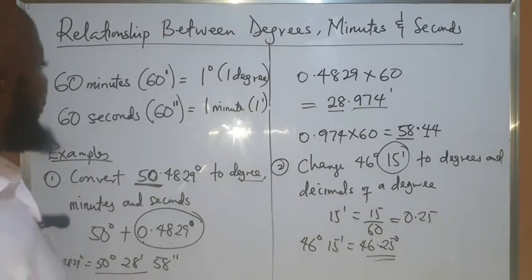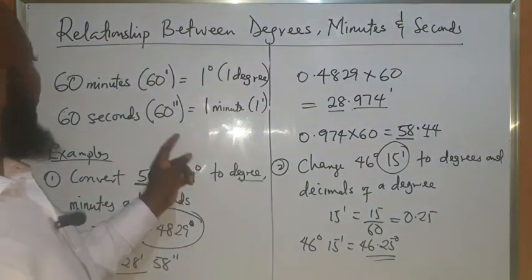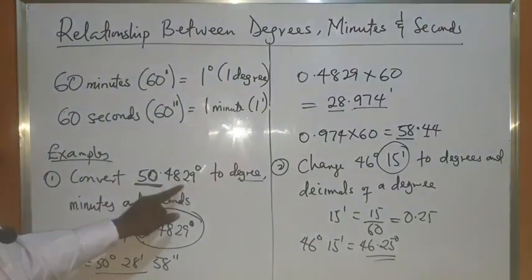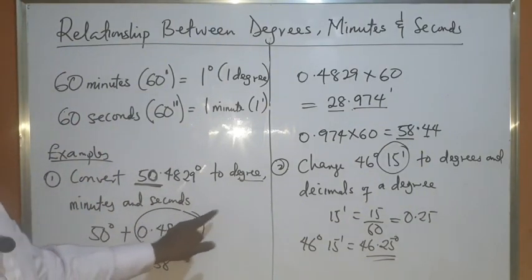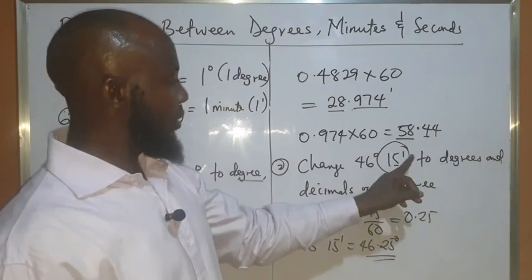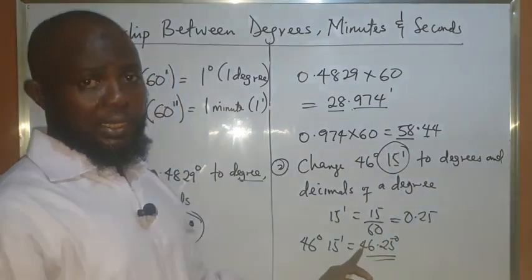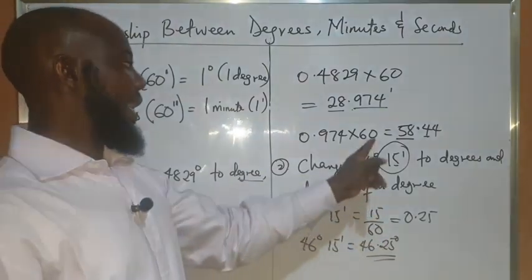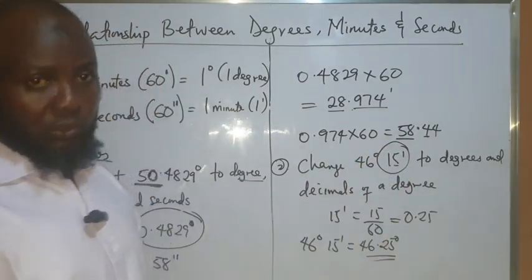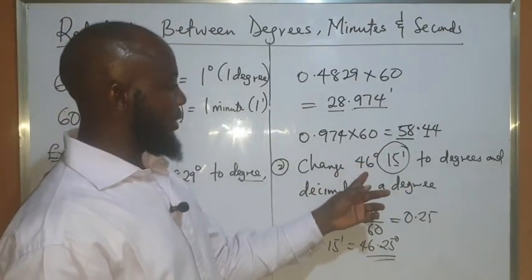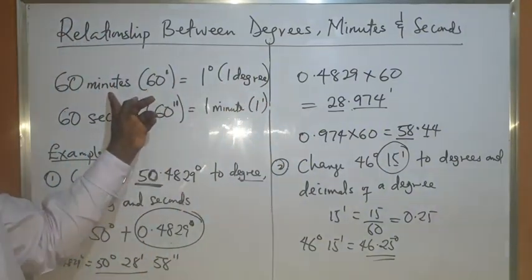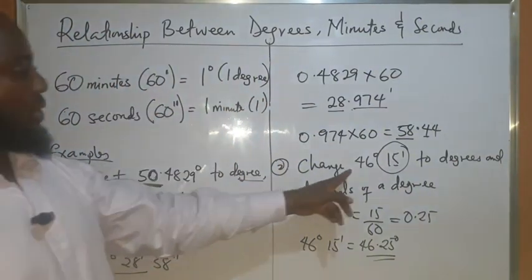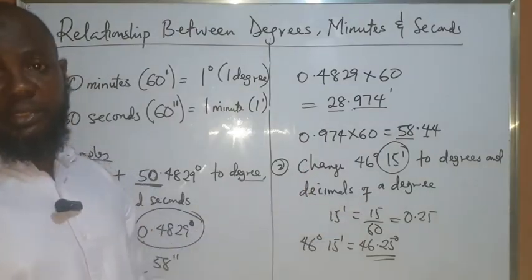So you can see that we've been able to move from degrees to minutes and seconds. I'm able to move from minutes back to degrees. Is that clear? So we can also change this one to minutes. They can ask you to change everything here to minutes. How are you going to do that? You convert degrees to minutes. How many minutes make 1 degree? 60. So since this is 46 degrees, you just multiply by 60.